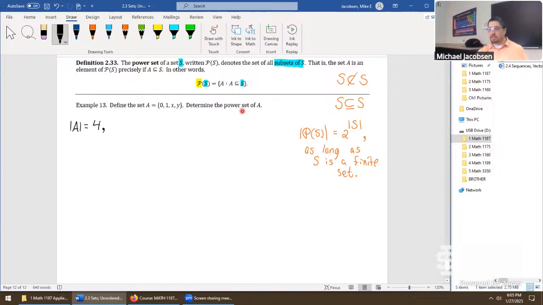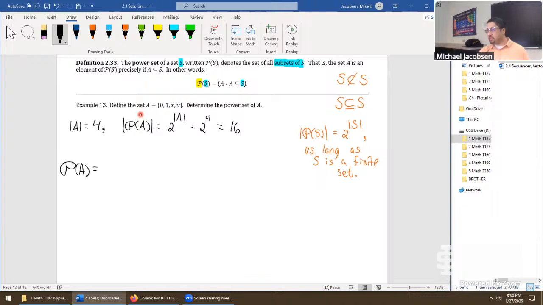Because we're computing the power set, we also want to know the size of the power set of A. This will be 2 to the size of A, which means it's 2 to the power 4. So altogether, we're expecting 16 elements inside the power set of A. So let's start writing it out.